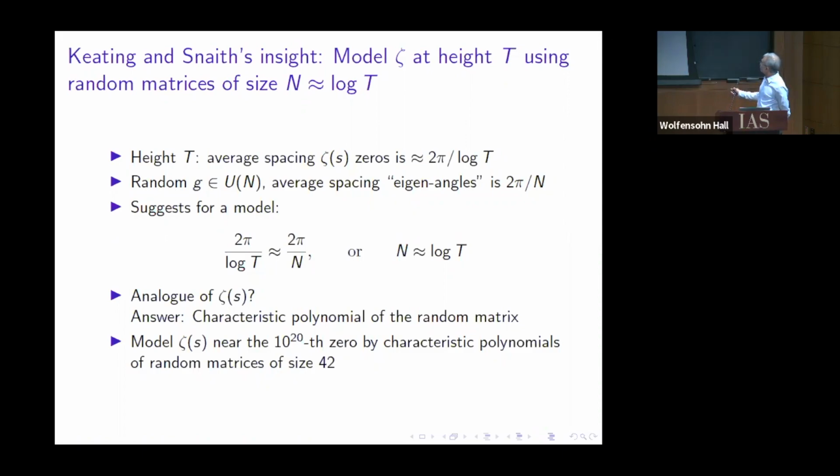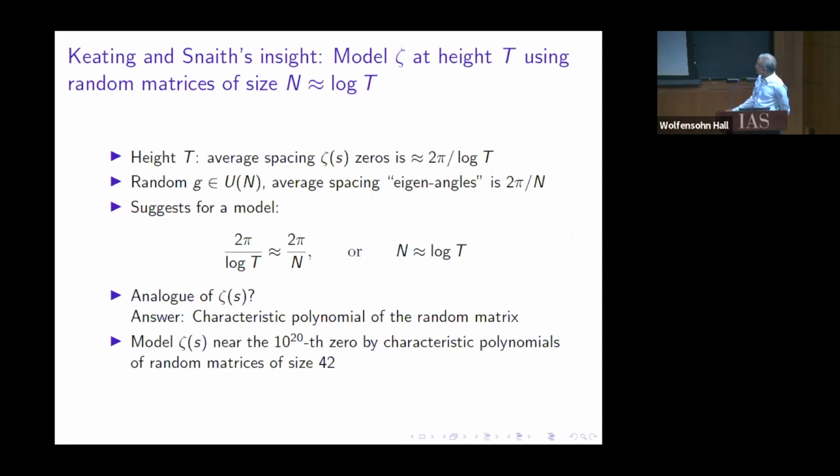And the way they arrived at this relationship was to say, well, the spacing between zeros at height t is about 2 pi over log t. The spacing between eigenvalues of an n by n matrix is about size 2 pi over n. So you might set those two spacings to be equal to each other, which suggests a relationship between n and t. So n might be on the scale of log t. So maybe the zeta function at height t looks like a random matrix of a particular size log t, rather than just large random matrices.